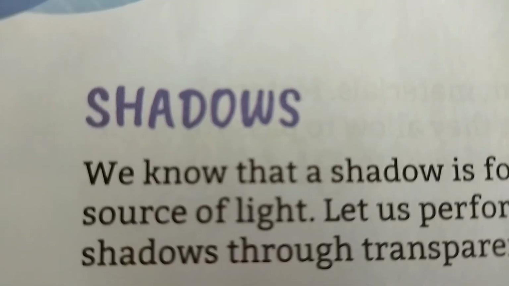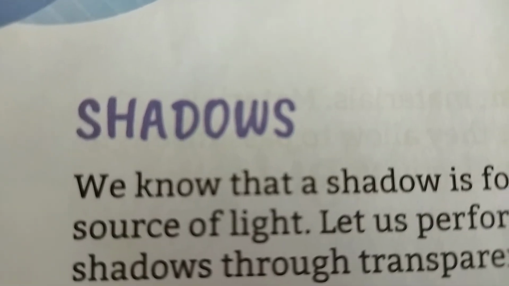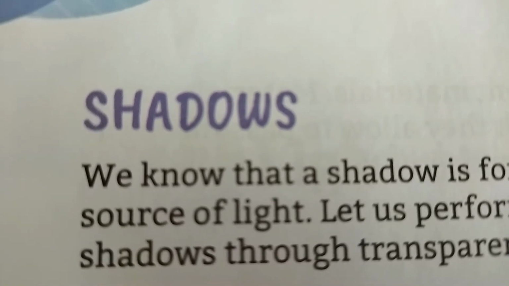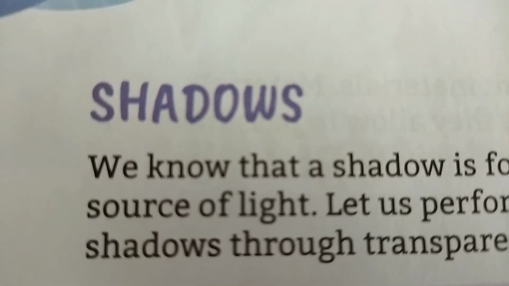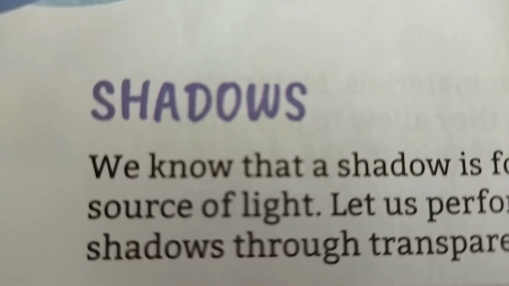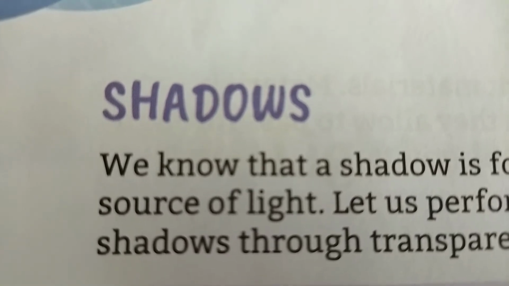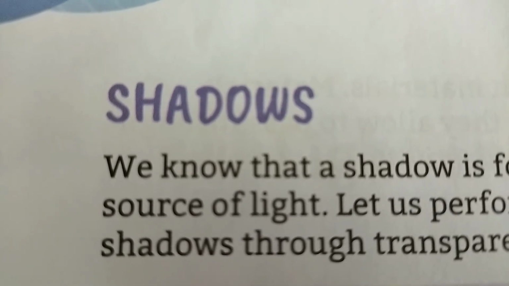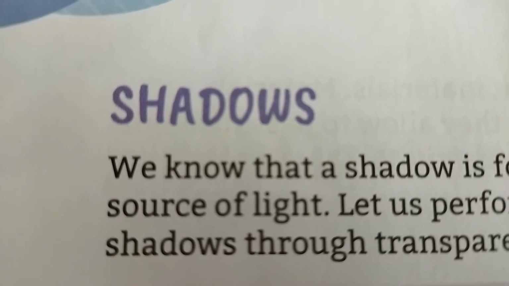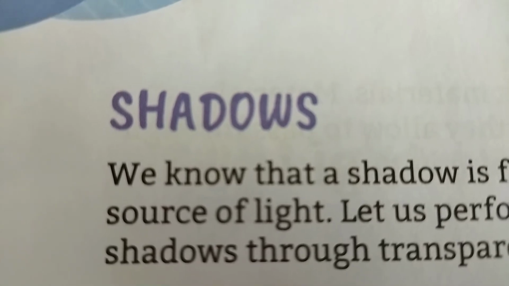Today we'll study about shadows. You must have seen people sitting under the shade of a tree on a bright sunny day. The shade of the tree is actually the shadow of the tree. So children, we can say that a shadow is a dark region formed by a translucent or an opaque object when it blocks the path of light.